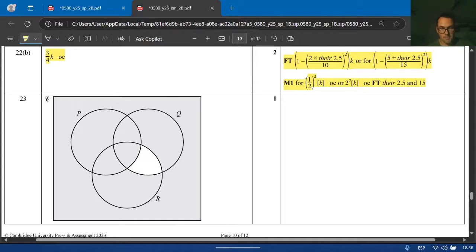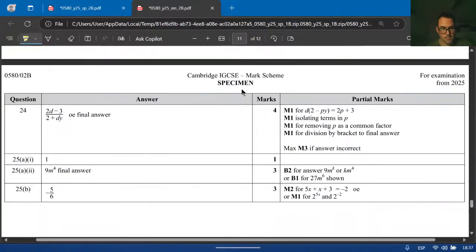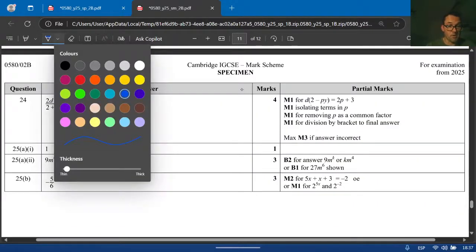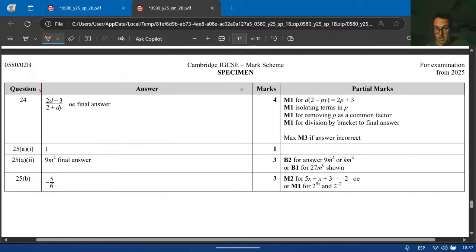Check the mark scheme. Okay, or equivalent, I mean, you can swap it, right? You can have dy plus 2, for example. Or you get minus 3 plus 2d. Who knows why you would have that, but yeah, you could. Okay, let's check the marks. Yes, it's multiplying on the left.